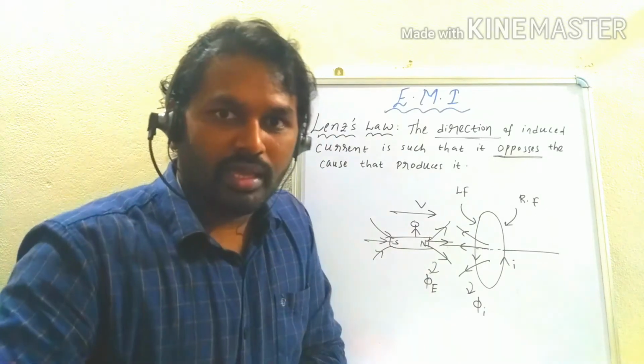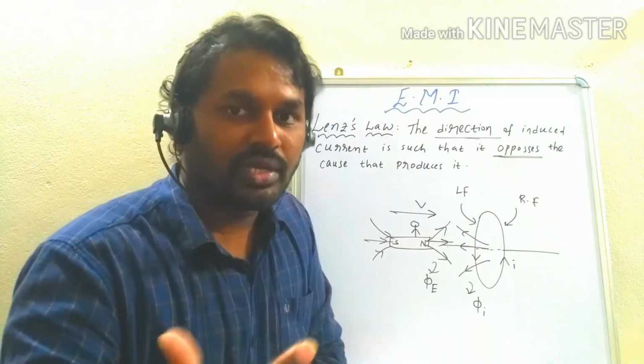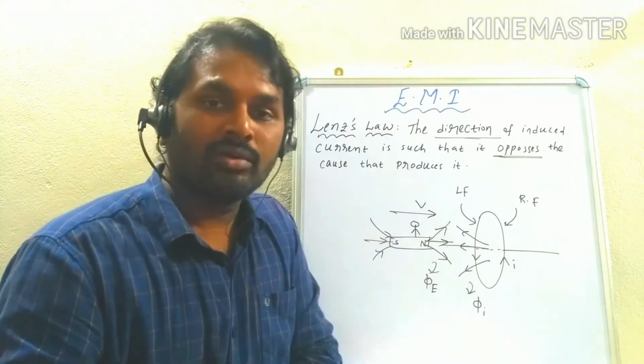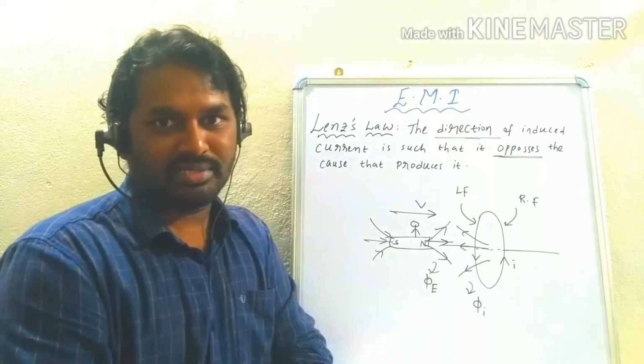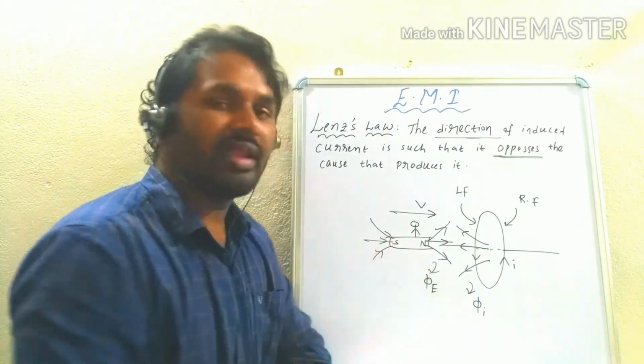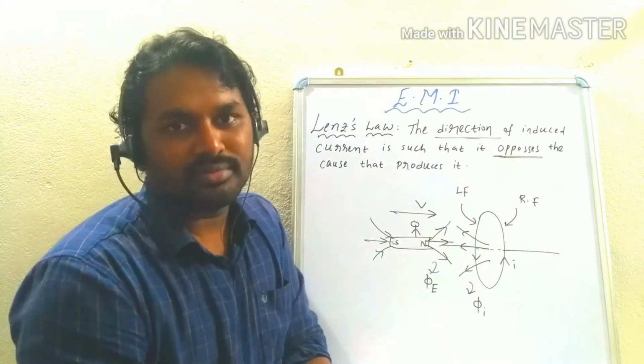So in this way, we can find the direction of induced current in the coil depending on whether the external flux is increasing or decreasing. Here in this case, the flux is increasing because the magnet is taken towards the coil.